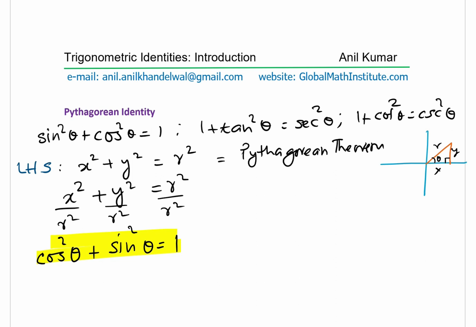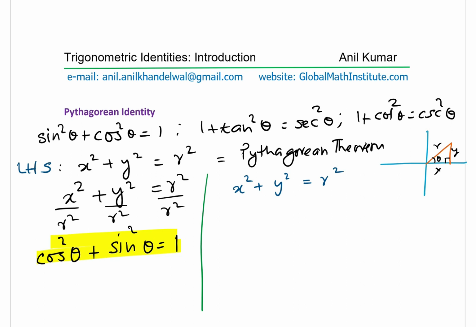So simply by using the Pythagorean theorem, which is x square plus y square equals to r square, and dividing each term by r square, we got our identity, which is sine square plus cos square theta equals to 1. Now we could do the other ones also in the similar fashion. To show you the strategy, here it is. So let's again begin with this combination of x square plus y square equals to r square.